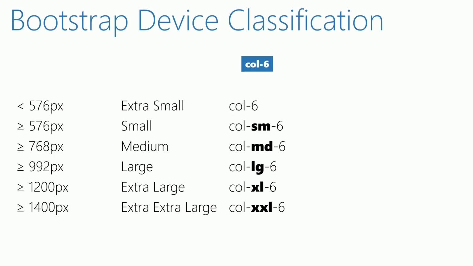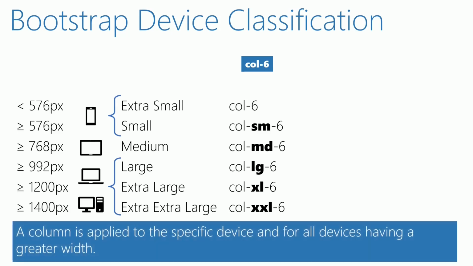Mobile devices will come under extra small and small classification. Tablets will come under medium. Laptops and desktops will come under large, extra large and extra extra large. Now we will see how the Bootstrap classes can be applied based on the device classification. A column class defined applies to the specific device classification as well as to all the device classifications that have width greater than the device mentioned.